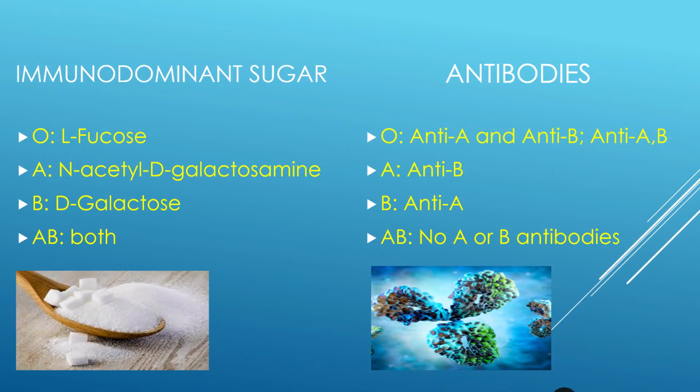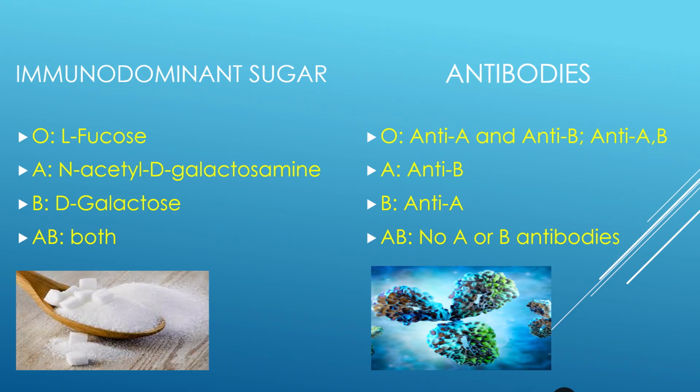Let's review this table. Immunodominant sugars. If you're type O, your immunodominant sugar is L-fucose. If you're type A, it's N-acetyl D-galactosamine, and if you're type B, it's D-galactose. If you're AB, it's both the A and the B antigen or sugar. Antibodies for type O are anti-A, anti-B, and anti-A,B. For type A, it's anti-B. For B, it's anti-A. And for type AB, there are no A or B antibodies.